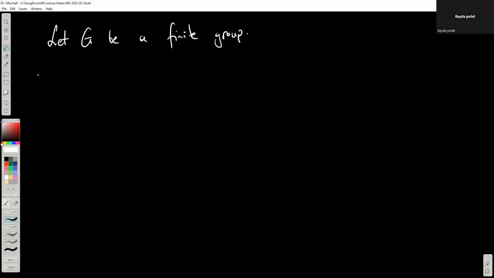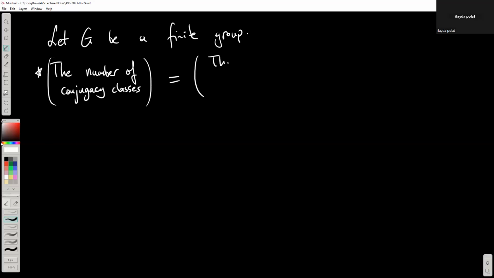So the relationships, the first relationship is that the number of conjugacy classes within the group, obviously, is equal to the number of irreducible representations. I mean, the number of inequivalent irreducible representations, but I'm not going to say inequivalent in there. So we have to understand it like this: irreducible representations.